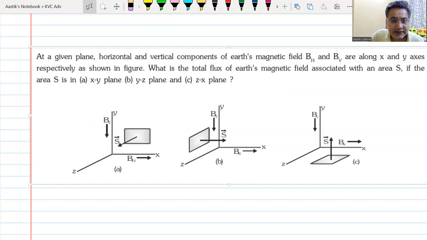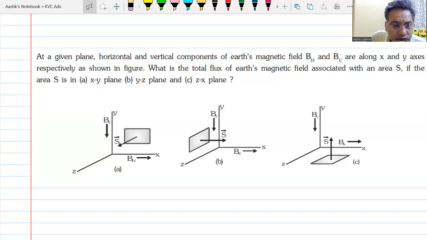This is the next question. I'll give you 2 minutes to give me the answer. Yes, it is zero. In the first case, what is the answer? Zero, sir. In the first case, the answer is zero.